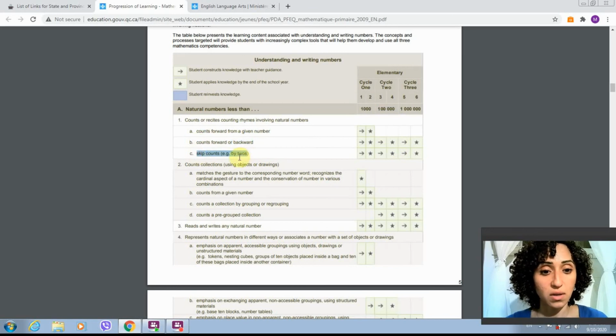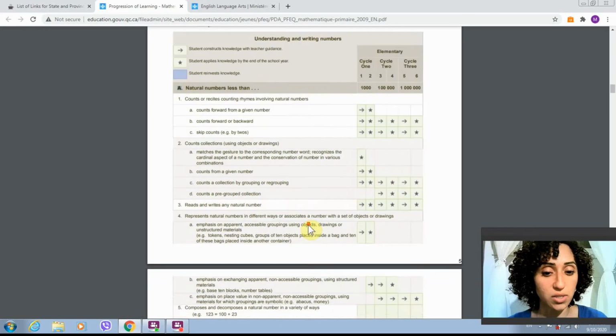Skip counting, for example, by 2s, and again, it goes into specifically what the level of mastery is at every grade level and every cycle. So if you scroll through the document, you can find exactly where your child is.